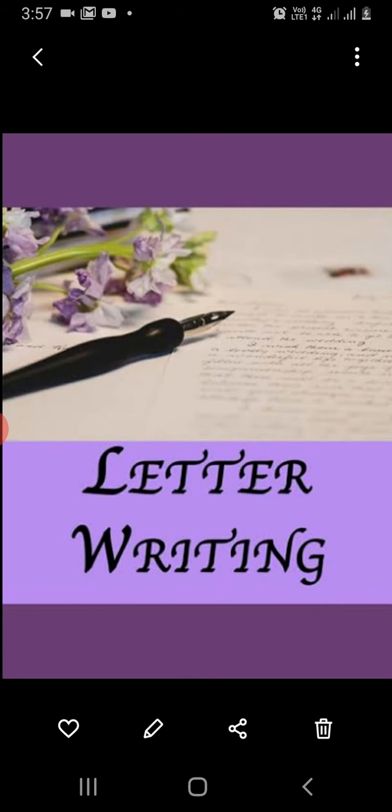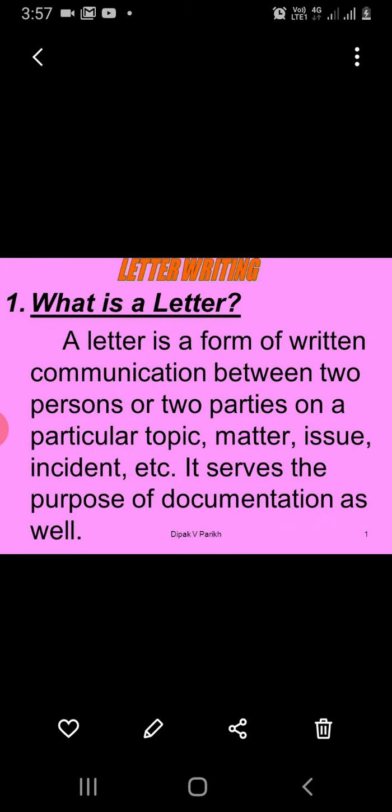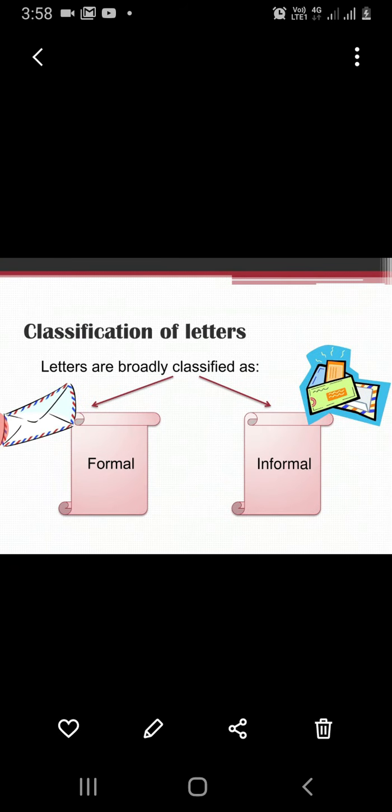So guys, you have to know very first what a letter is. A letter is a form of written communication between two persons or two parties on a particular topic, matter, issue, incident, etc. It serves the purpose of documentation as well. Guys, letters are broadly classified as formal and informal.